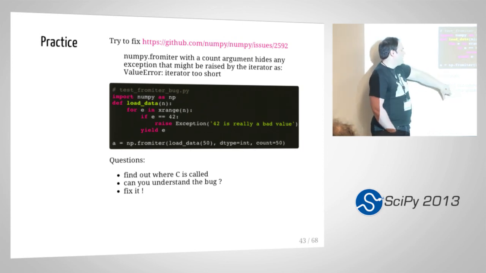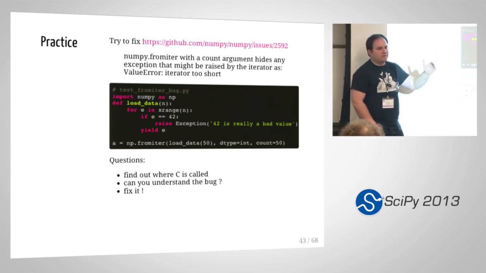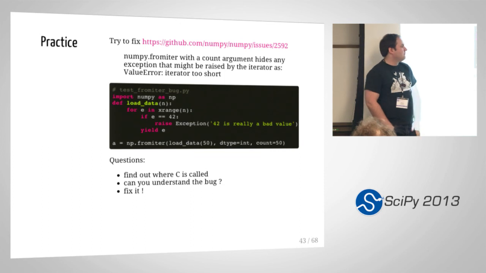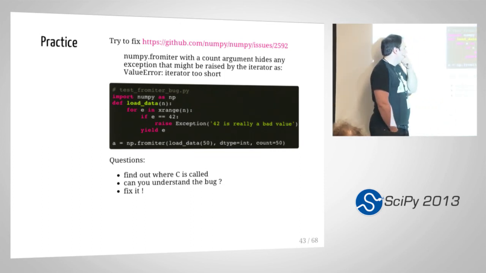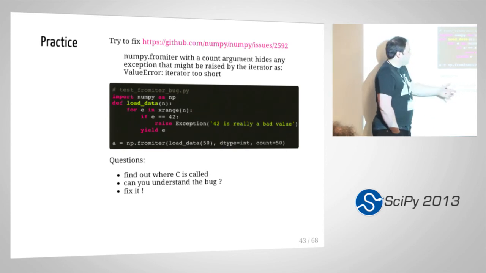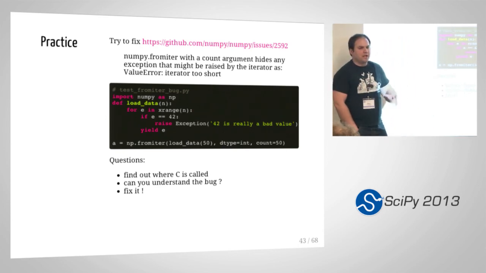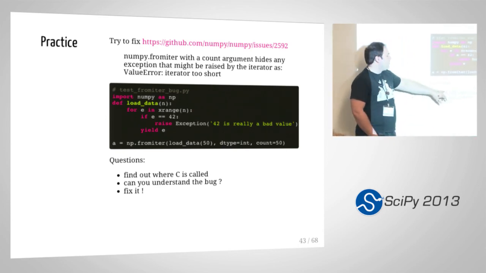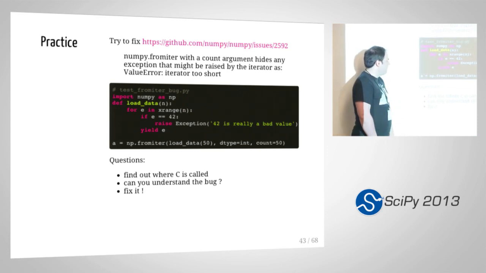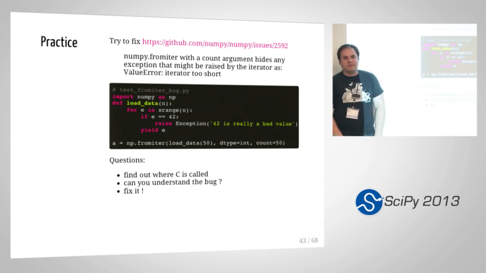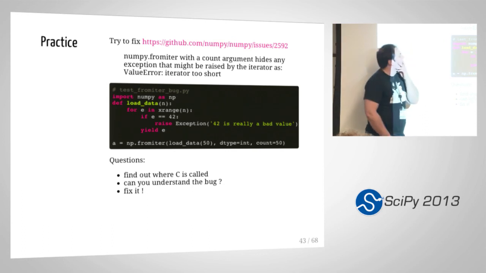Basically, you need first to find out where the C Python layering is happening. And if you can do that already, it's pretty good. Then fixing the bug is actually pretty simple. The function that implements the iteration is pretty simple. And if you're really good, you can even fix it. So you can fix your first NumPy bug.